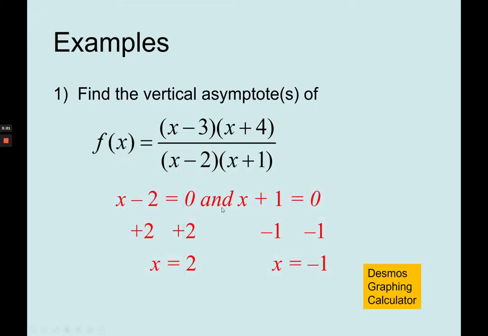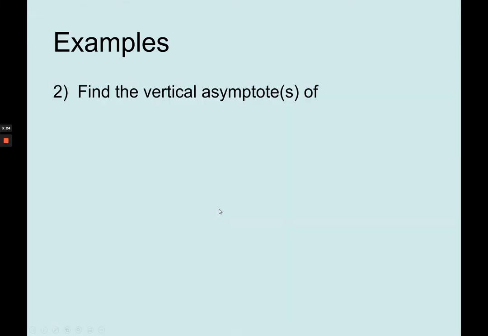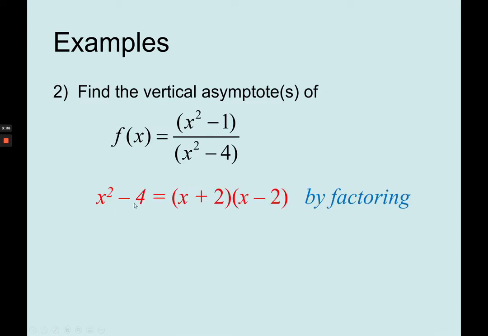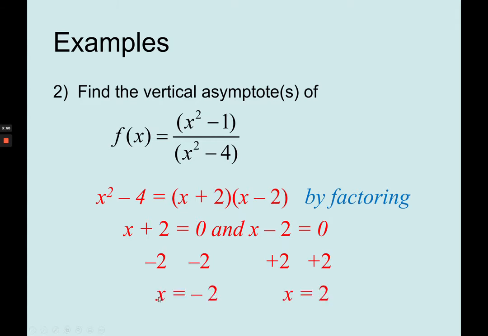Let's go back. Now, let's have another example. Find the vertical asymptote of f of x is equal to x squared minus 1 all over x squared minus 4. You need to factor x squared minus 4. That should be the case of the difference of two squares: x plus 2 times x minus 2. Equate both of your factors to 0. Apply the properties of equation: subtract 2, add 2. And so you have your vertical asymptotes on negative 2 and on positive 2. Okay, you can try it for yourself by checking the graph on the Desmos calculator.